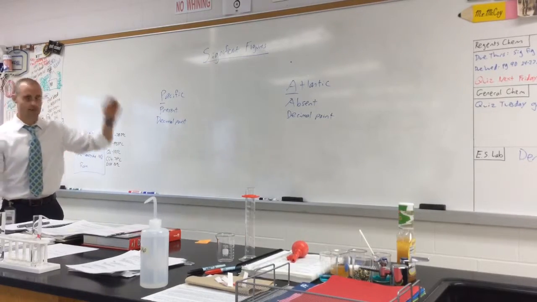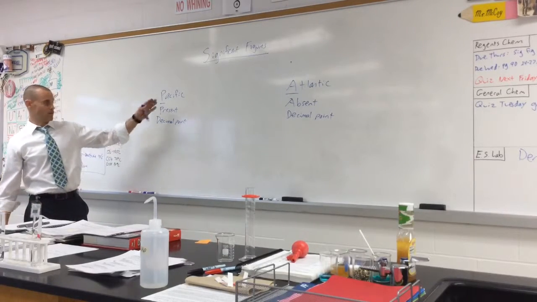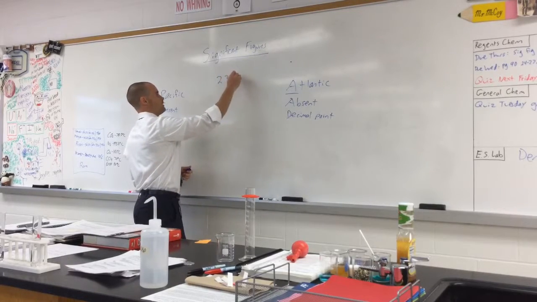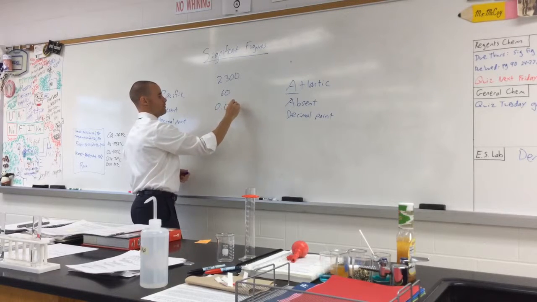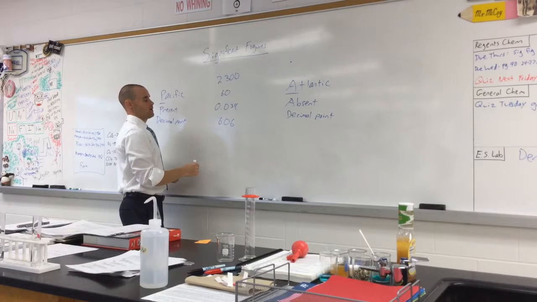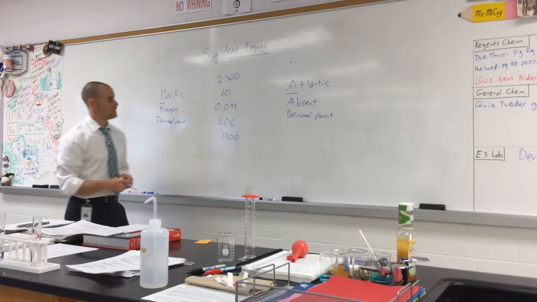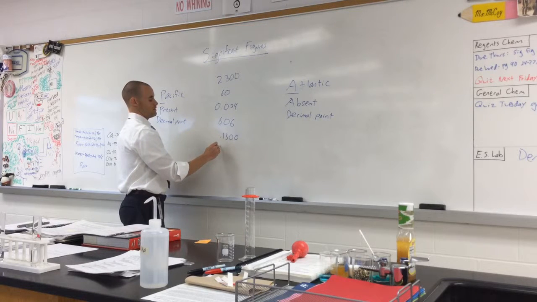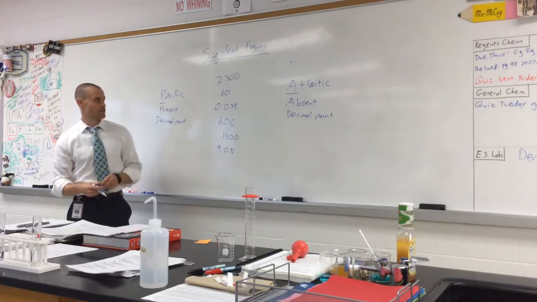I'm going to write 5 or 6 numbers down in the middle, kind of in a line here. And then we're going to go through and I'm going to use the Pacific and Atlantic to teach it. Here we go. First number, 2300. Next number, 60. Next number, 0.034. 606. 0.1300. And we'll go with 9.05.